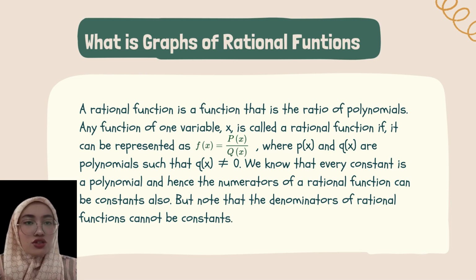Now we get to the introduction. What is graph of rational function? A rational function is a function that is a ratio of polynomials. Any function of one variable x is called a rational function if it can be represented as f(x) equal to p(x) over q(x), where p(x) and q(x) are polynomials, such that q(x) is not equal to 0. We know that every constant is a polynomial, and hence the numerator of a rational function can be constant also, but note that the denominator of a rational function cannot be constant.